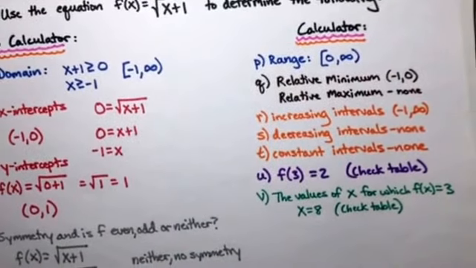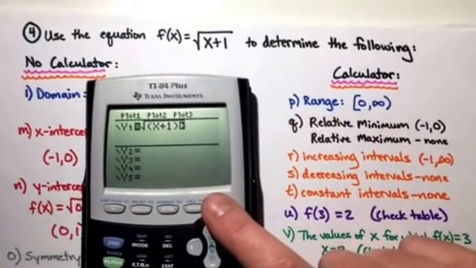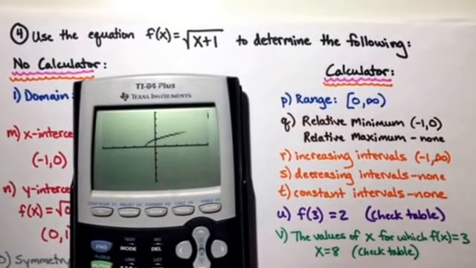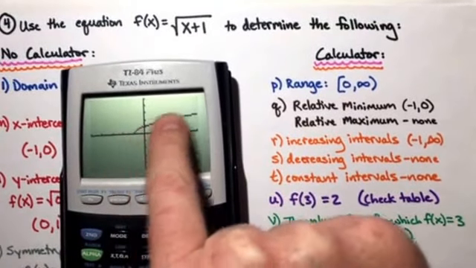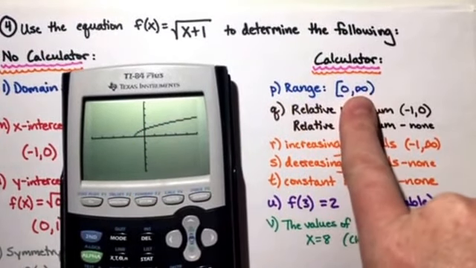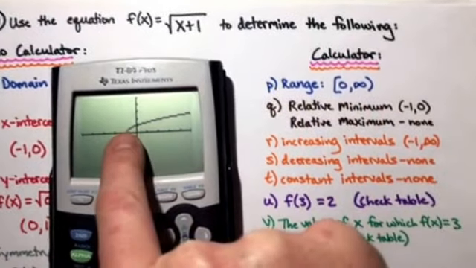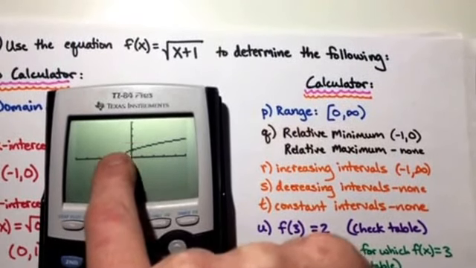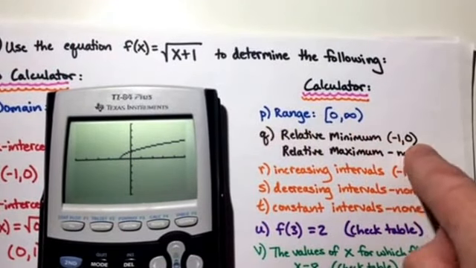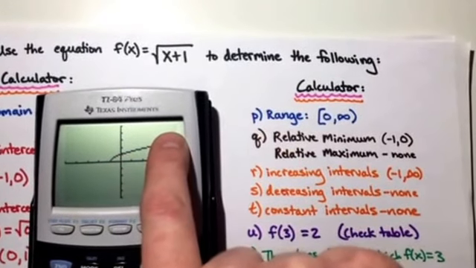So let's look at the remaining parts with the calculator now. I've typed it in. We could hit graph and check out the range. The range appears to be from 0 on up to positive infinity, so I could put that here. The relative minimum is the point we've already found as our x-intercept, because we can definitely tell that would be our low point at negative 1, 0. And there's no relative maximum because it just keeps on increasing.